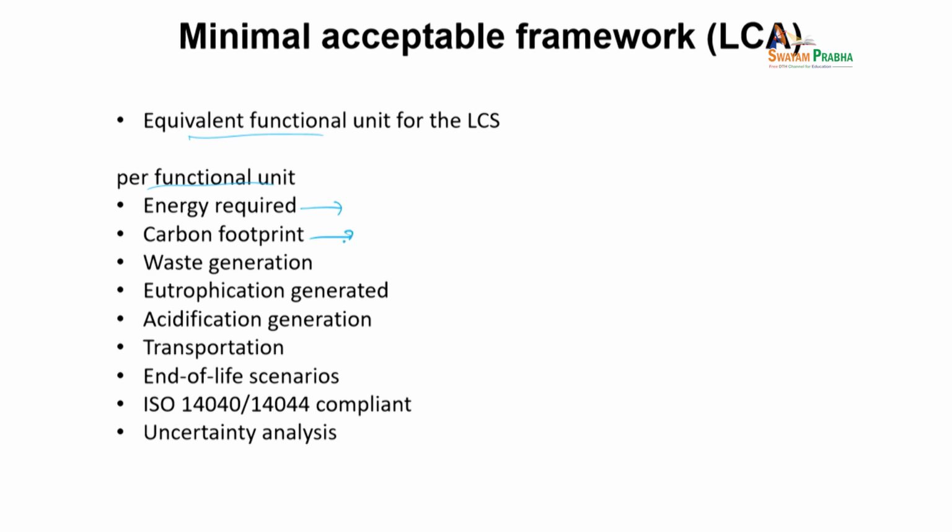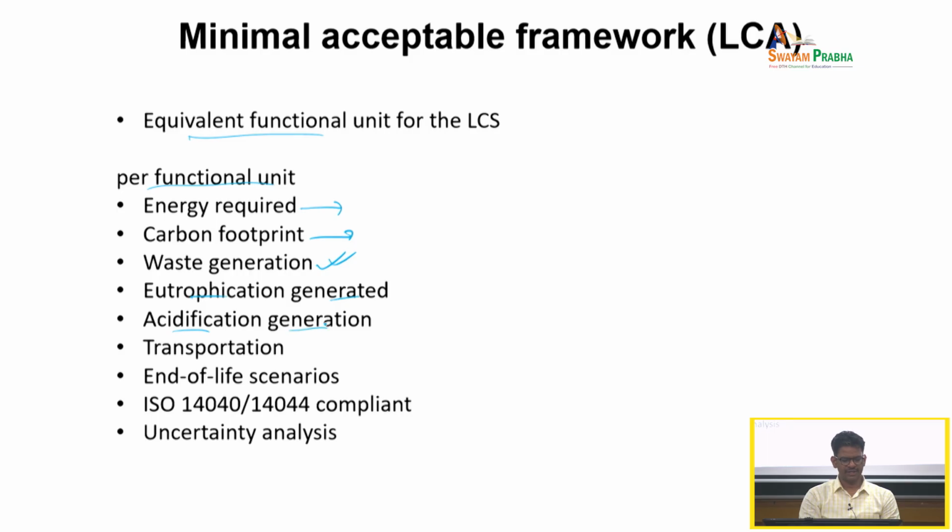And the carbon footprint. So carbon footprint basically means how much material that we are going to consume from nature, and how much waste is going to be generated. This waste includes both solid as well as liquid. And then how much eutrophication is generated, and how much acidification is generated, and transportation, end of life scenarios, and whether it is as per ISO standard or not. And finally, as I said, the uncertainty analysis also.